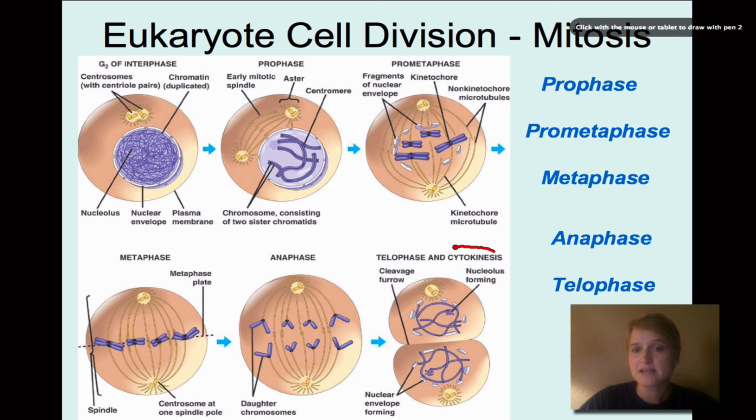And then the cytokinesis, this is the actual cell division. So cytokinesis is after telophase. It's not considered a part of mitosis really, but it is the final step where the cell has actually divided.